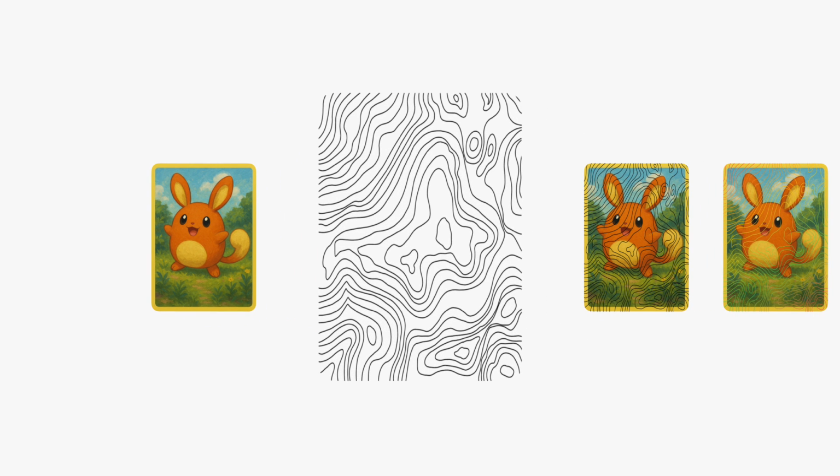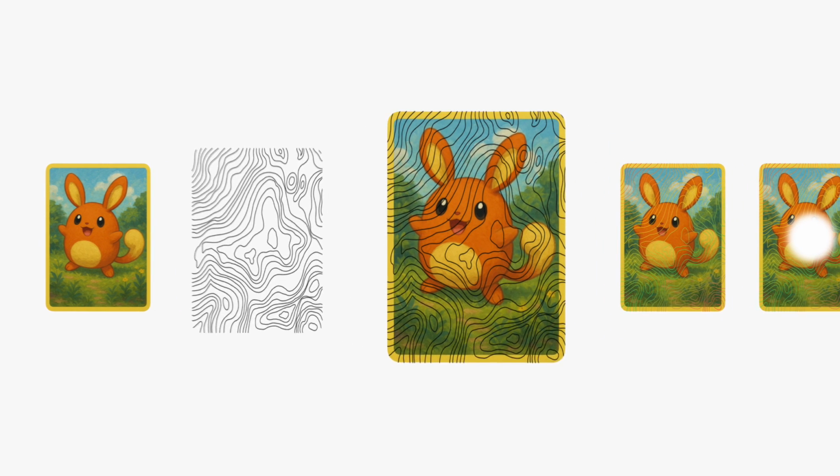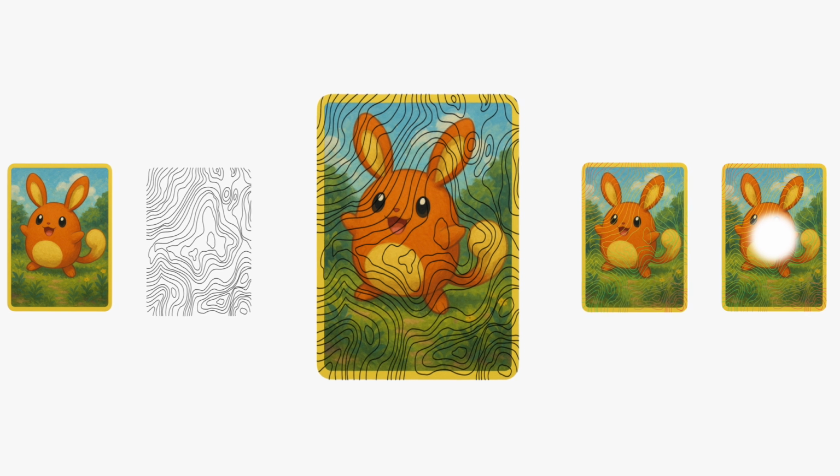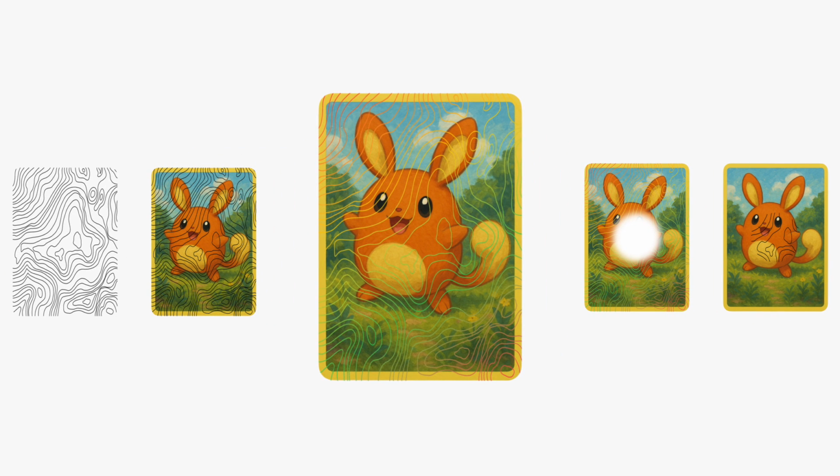Now we add a set of topographic lines. They look like map contours. We'll use this as the base texture for the shine. We overlay the lines directly on top of the image. No masking yet, just placing everything in position. We add color to the lines using a gradient. This will give the final effect a more vibrant, reflective look.